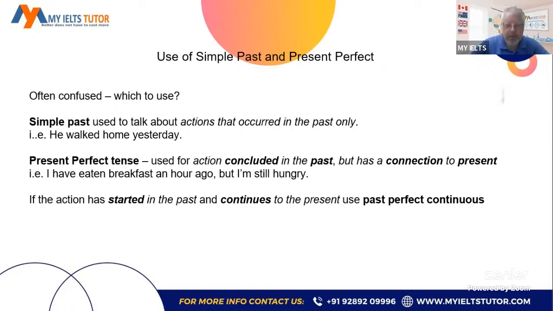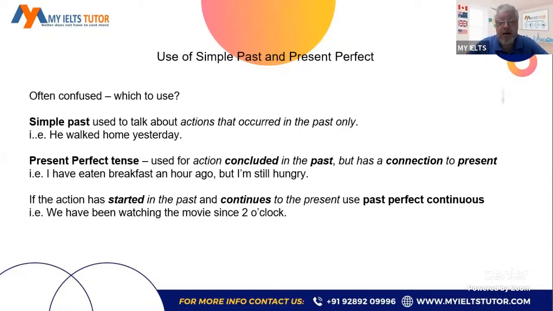Now, so again, if the action has started in the past and continues to the present, use past perfect continuous. So for instance, our example here is, we have been watching the movie since 2 o'clock. So I have been doing this live session since 5 o'clock, for example. All right, so that's when we want to use these particular tenses.